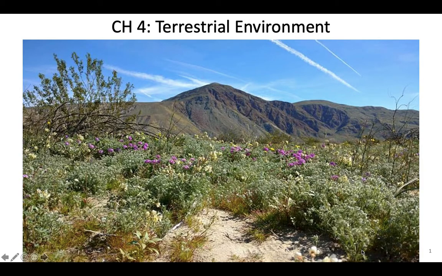Okay, terrestrial environments. This is a picture to introduce you to terrestrial environments. This is a picture I took in either 2016 or 2017 in Anza-Borrego Desert. I can't remember which year, but there was a super bloom in the desert that year, and so I went out with the Woodard Lab, who I was working for at the time, to see the super bloom. So really unusual to see all of these flowers in bloom in the desert in Anza-Borrego.